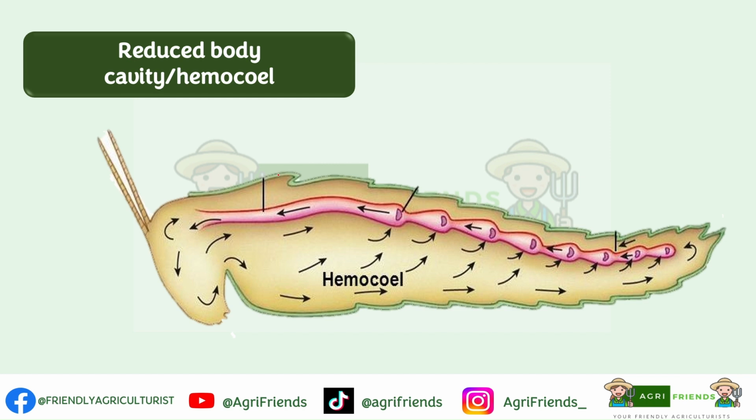Arthropods also have a reduced body cavity, or as we mentioned earlier, the hemocoel. This is a fluid-filled body cavity. And the fluid inside this hemocoel is called the hemolymph.